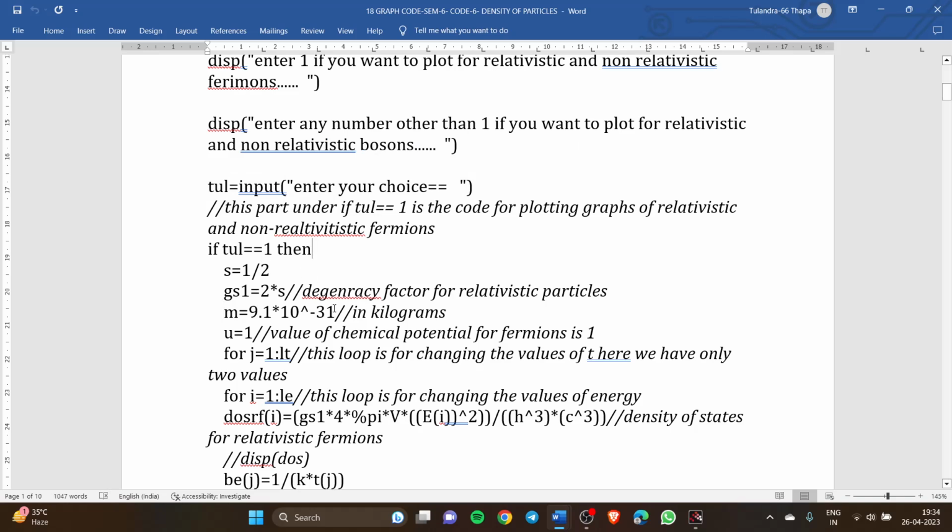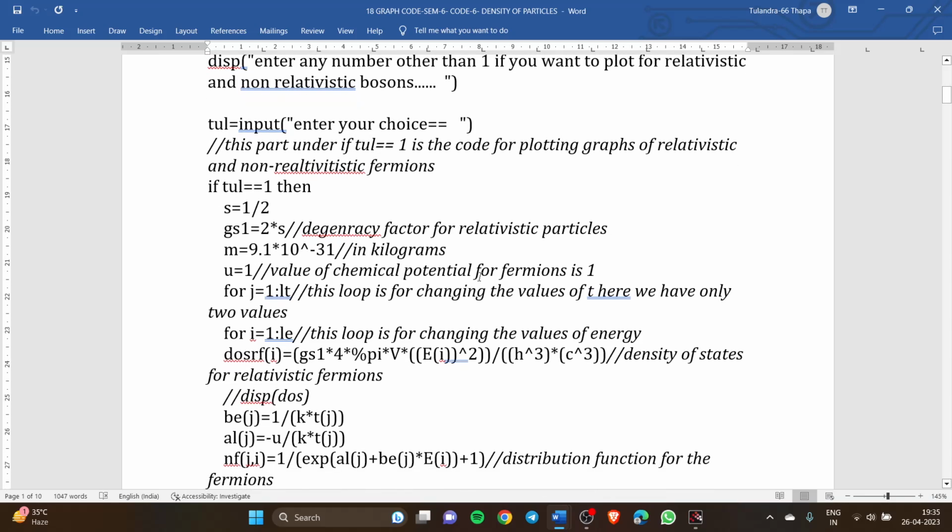Then we are doing it for non-relativistic and relativistic fermions. This part of the code in the tool is for plotting the graph for relativistic and non-relativistic fermions. So S is 1 by 2. This is simple. Then J is equal to 2s, the degeneracy for the relativistic particles. M we have taken for electrons, because the example of a fermion is the electron. U is equal to 1. The value of the chemical potential for the fermions is 1 and for bosons is -1. You have to remember that.